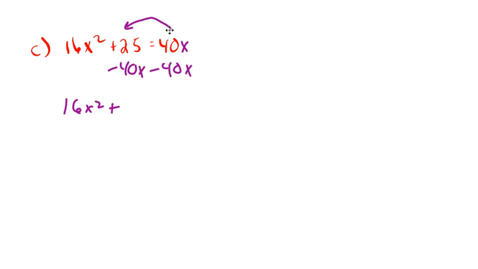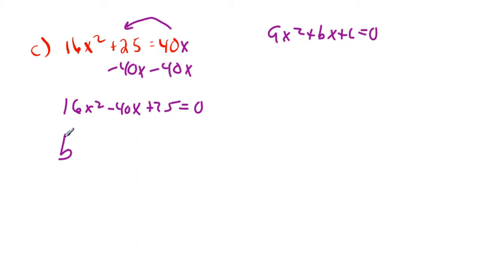Okay, so we have to put everything on the left side. All right, so we get 16x squared. Now, notice that it goes x squared, then the x term. So I'm going to do minus 40x next, and then plus 25 equals 0. Okay, because I want to stay consistent with this. Like I want it to be my ax squared, my bx, and then my c. ax squared plus bx plus c. Okay, so move it all over there.